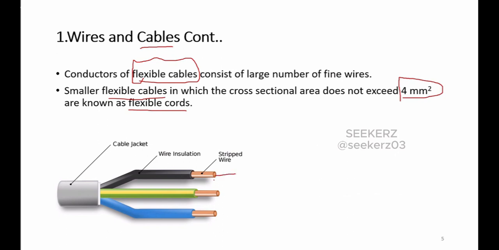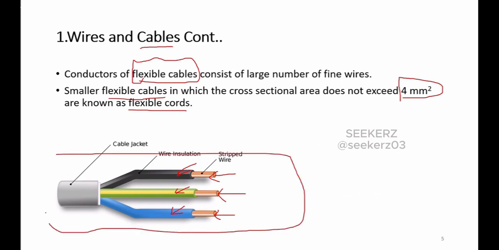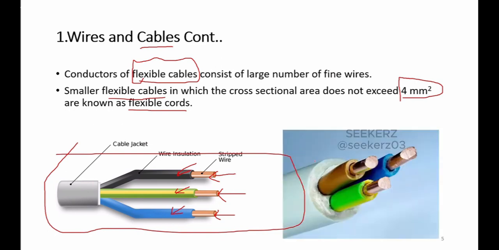Here is an example of solid conductors. These are solid conductors, and around that we have insulations. There are 3 single conductors grouped together, so this is called a cable. This is coming under a cable; we cannot call it a wire. This is also an example of a solid conductor. We have only one cross section, and around that insulating material, sheath, likewise.